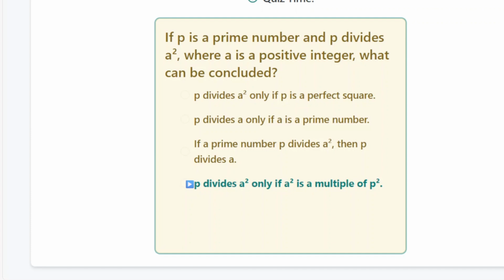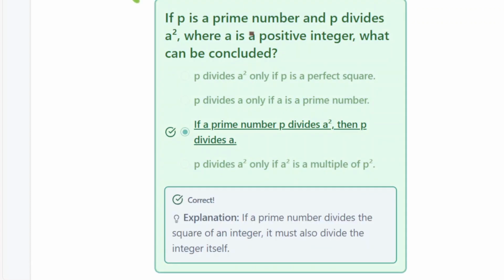Option D. P divides A squared only if A squared is a multiple of P squared. Correct. The answer is, if a prime number P divides A squared, then P divides A. Explanation: If a prime number divides the square of an integer, it must also divide the integer itself.